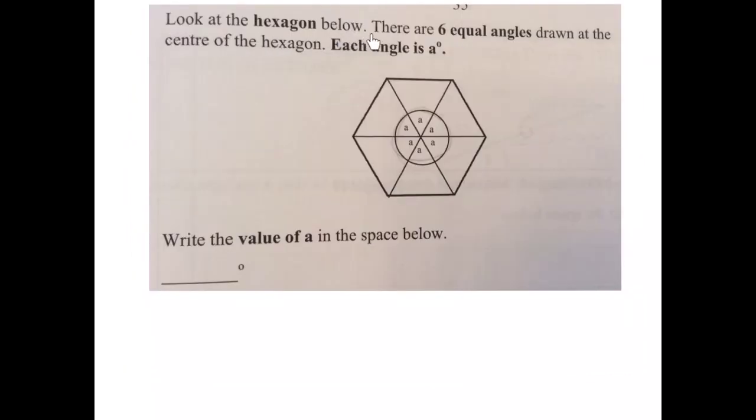Look at the hexagon below. There are 6 equal angles drawn in the centre of the hexagon. Each angle is size A degrees. What's the value of A? Well, this question is just checking, do you realise that a full circle is 360 degrees? And it has been divided up into 6 equal angles. So you just divide 6 into 360. Gives me 60 degrees, and that is the size of each angle A.